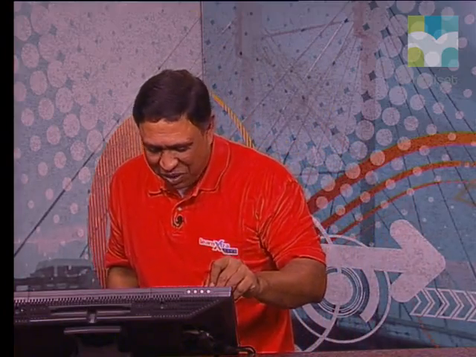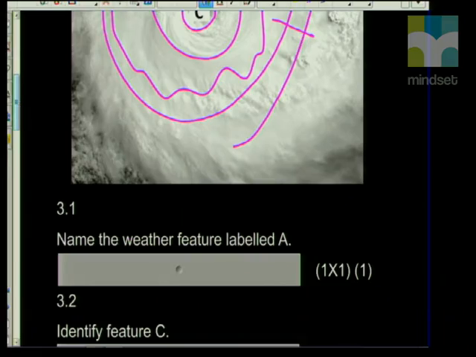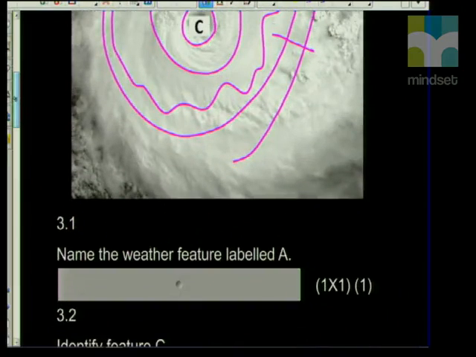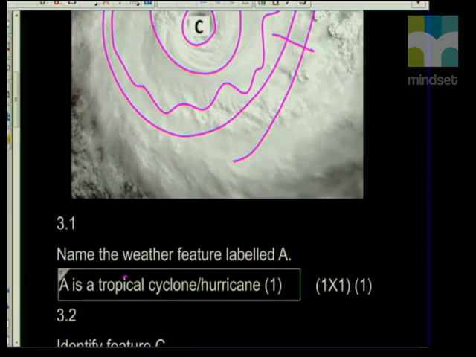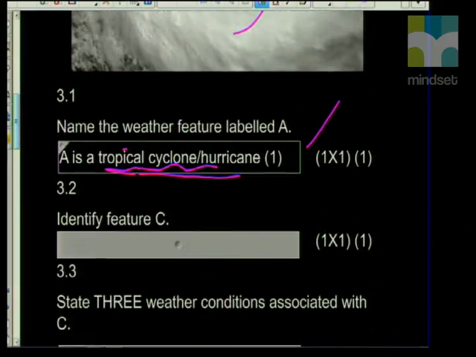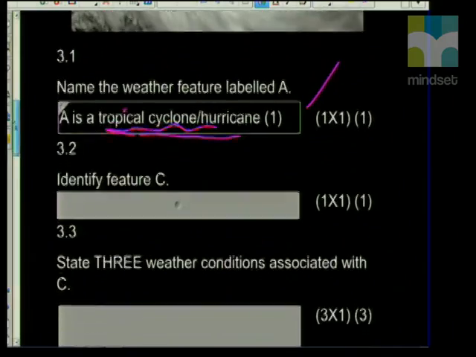Okay. Let's go on. Name the weather feature labeled A. You've already worked it out. The feature labeled A is a tropical cyclone. We accepted the word hurricane, but the more correct one would be tropical cyclone because you worked it out in the southern hemisphere. Your 1 mark. I'm not going to waste so much time on the simple ones, so I can have more time in the program to explain the analytical ones.